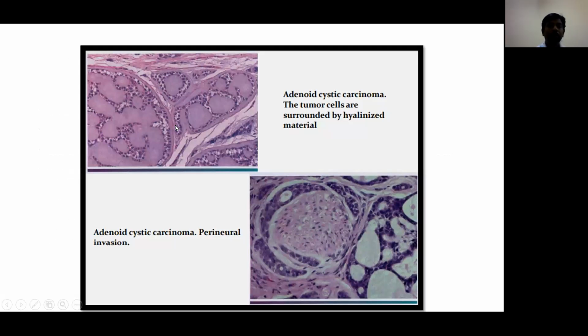So here you can make out the cells in a very tubular format, and here it is more of the cribriform. Here also you can make out the cribriform pattern, and this is the nerve bundle, and you can see the perineural invasion by the tumor. Okay, that's how they involve.